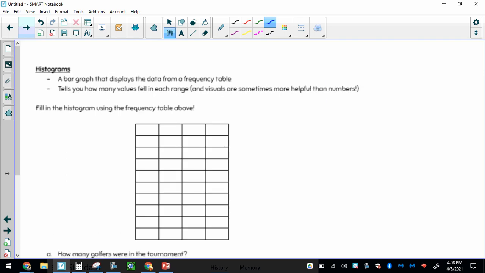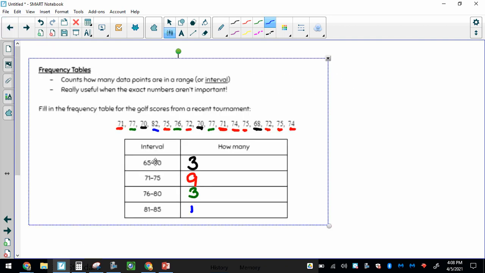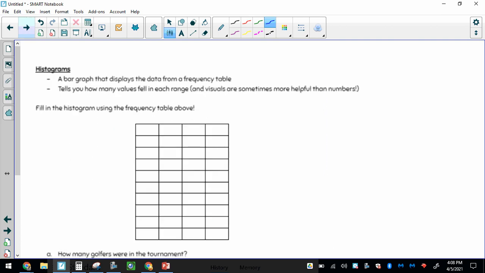All right, and then for the last one, a histogram just puts that into a graph. So first off, when we fill this in, along the x-axis, each of these bars are going to represent an interval. So if you guys remember over here, the first interval was from 65 to 70. So this bar is going to be labeled 65 to 70.